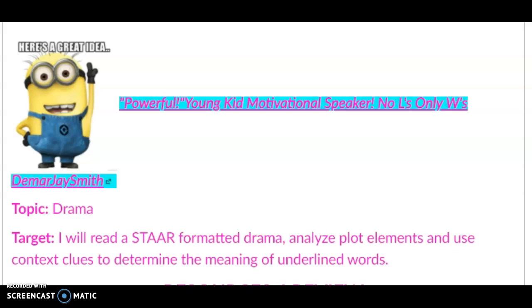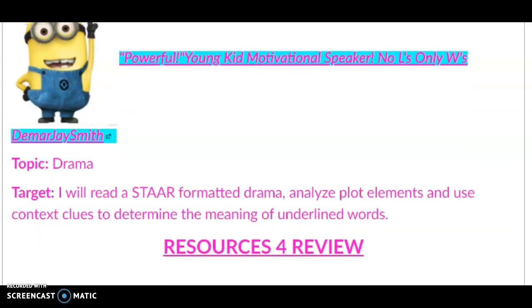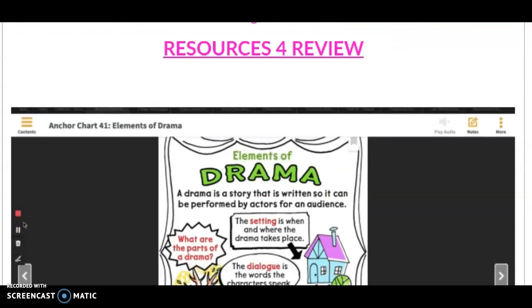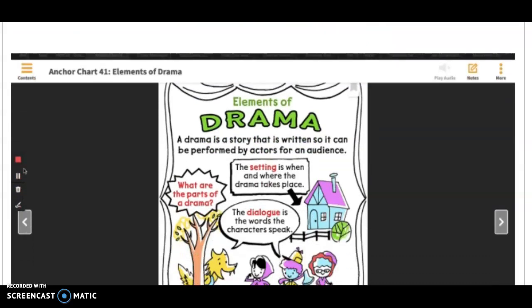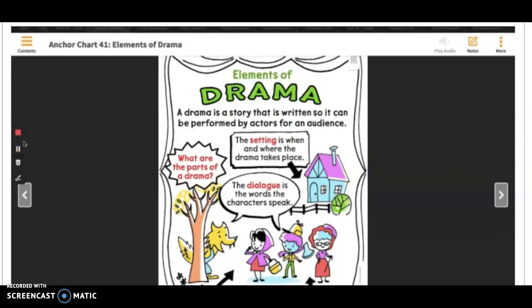We are going to switch gears today and review drama. Your target is to read a STAR formatted drama and analyze the plot elements and use context clues to help you determine the meaning of the underlined words. I have, as usual, added some resources for you to review. Here's an anchor chart that explains what a drama is. It's a story that is written so it can be performed by actors for an audience.